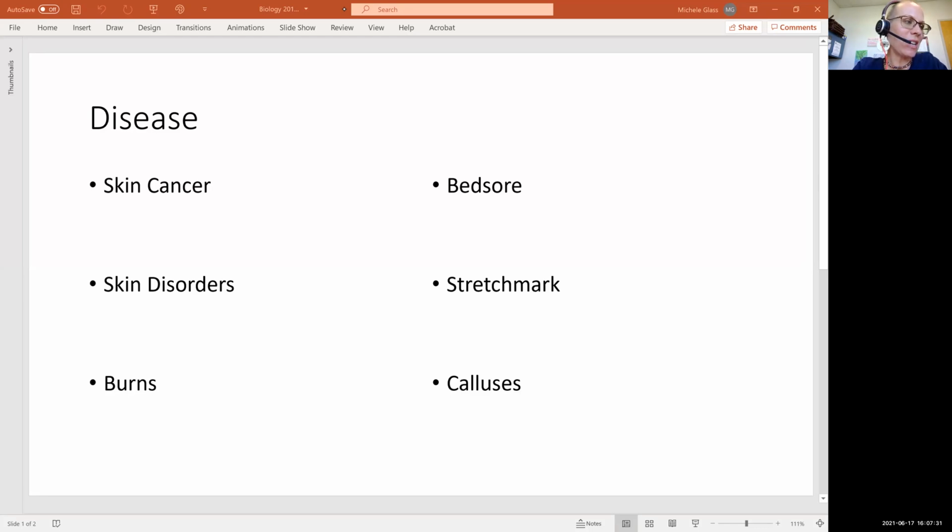Woohoo! One section left is just kind of talking a little bit about some diseases and disorders that involve the integumentary system. So we're just going to do sort of a light review. We're not going to get too detailed here. So let's first talk about skin cancer.